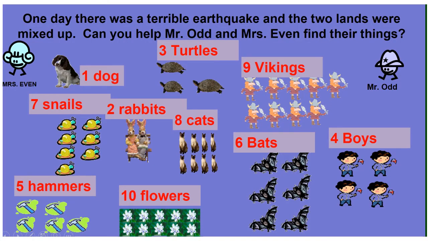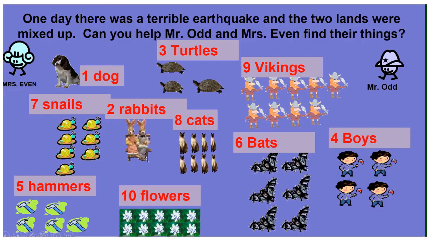One day, there was a terrible earthquake and two lands were mixed up. Can you help Mr. Odd and Mrs. Even find their things? Here are the things. One dog, three turtles, nine Vikings, seven snails, two rabbits, eight cats, six bats, four boys, five hammers, and 10 flowers. I want you all to find which one belongs to Mr. Odd and which one belongs to Mrs. Even. Pause the video and write your answers.